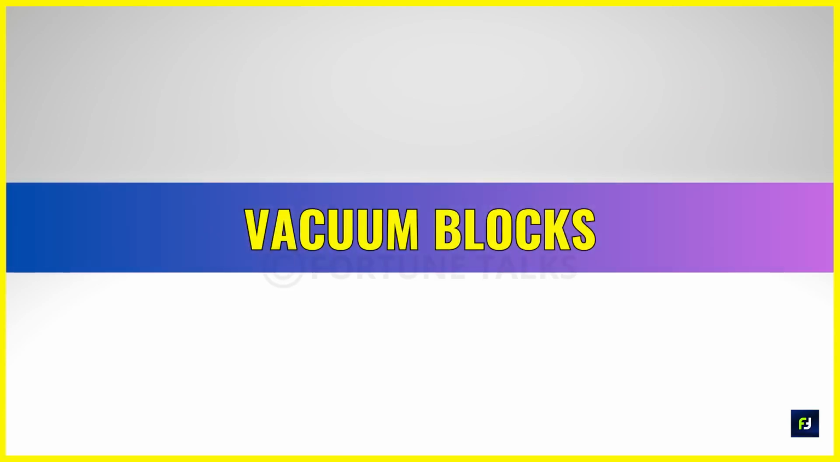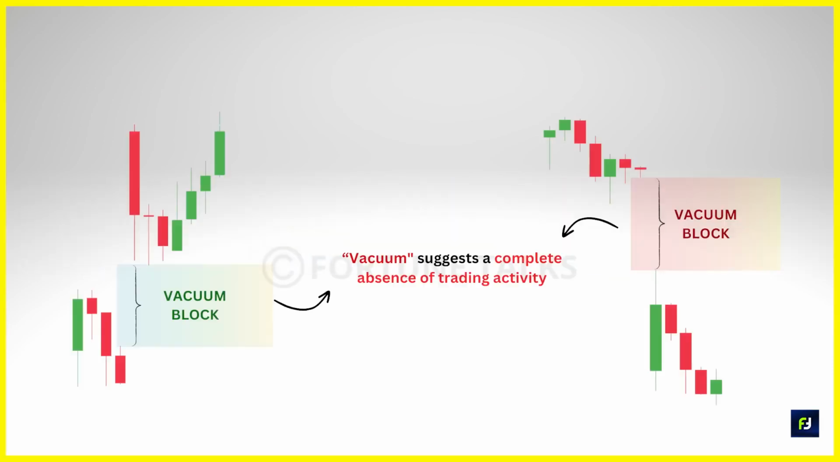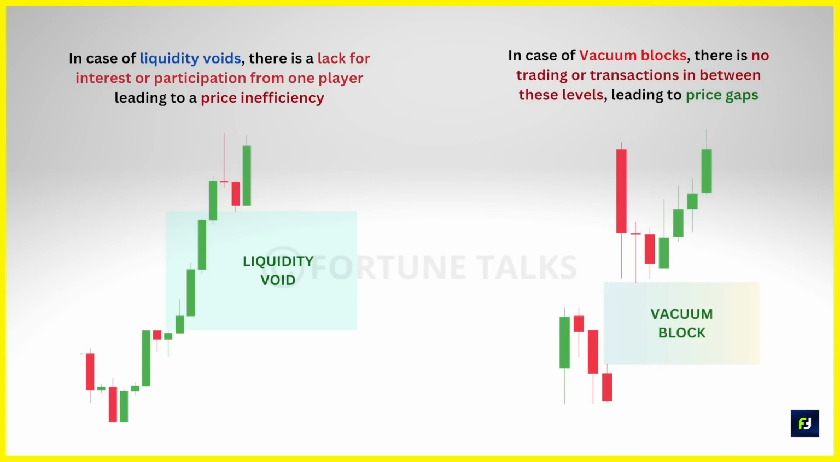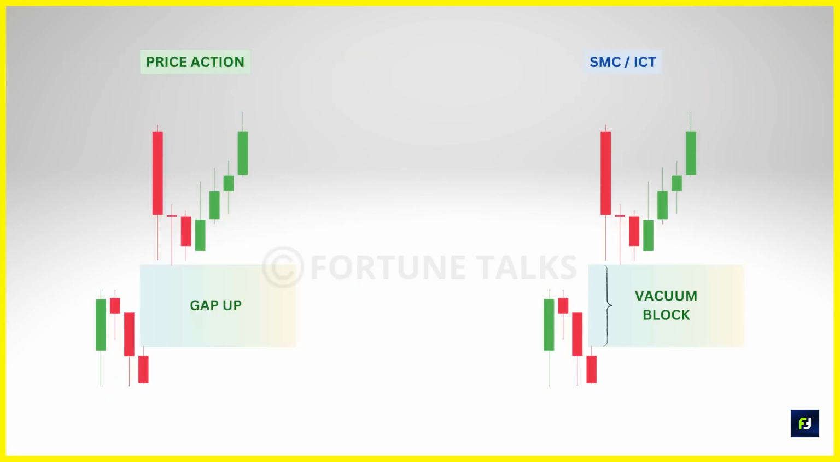Now let's move on to the second concept, which is vacuum blocks. As the word vacuum suggests, there is a complete absence of trading activity. By definition, it refers to a specific area on a price chart where rapid price movement has occurred, leaving a noticeable gap or vacuum in the market. Unlike liquidity voids, where there was either dominant buying or selling pressure resulting in an imbalance in prices, vacuum blocks are associated with no trading or transactions in between, leading to gaps in the charts. In the price action context, these are called price gaps, and in SMC, they are known as vacuum blocks.